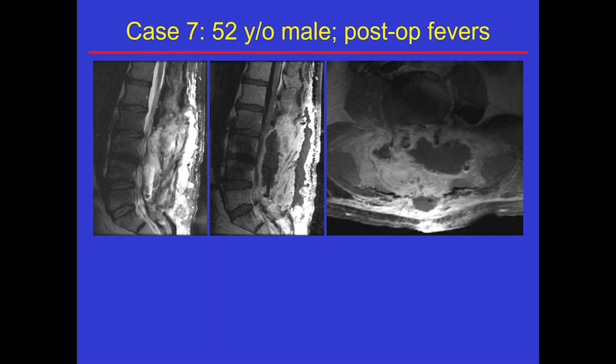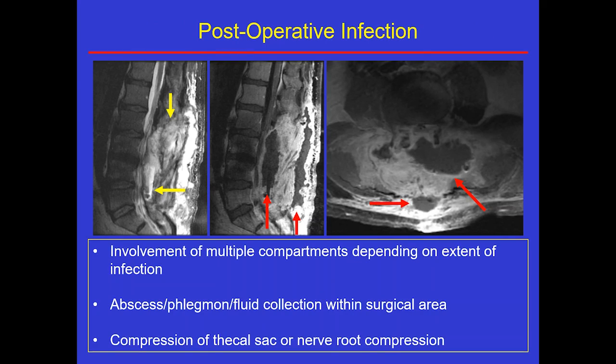This is going to be our last case. This is a 52-year-old male who presents with postoperative fevers. And so we've got sagittal T2, sagittal T1 post-contrast, and axial T1 post-contrast images. No surprise here, this is a case of postoperative infection, as the clinical history would suggest.